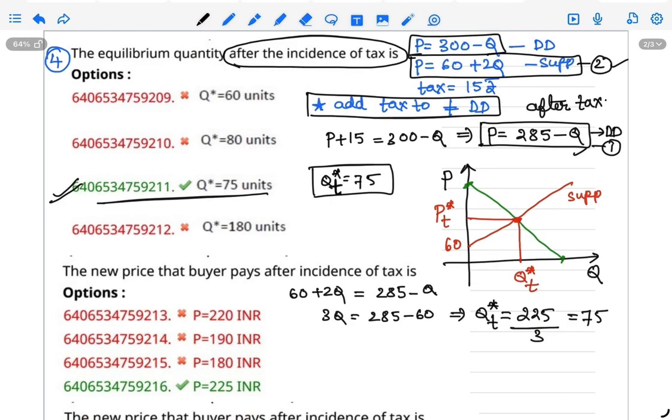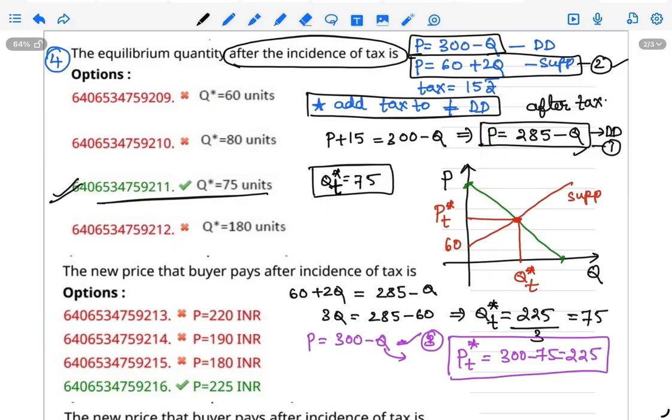The answer is C. After the incidence of the tax, the quantity demanded is 75. The demand function is P equals 300 minus Q, the original demand function without tax, which is equation 1. You have to put QT star in this, so PT star equals 300 minus 75, which is 225. That is the price without tax.